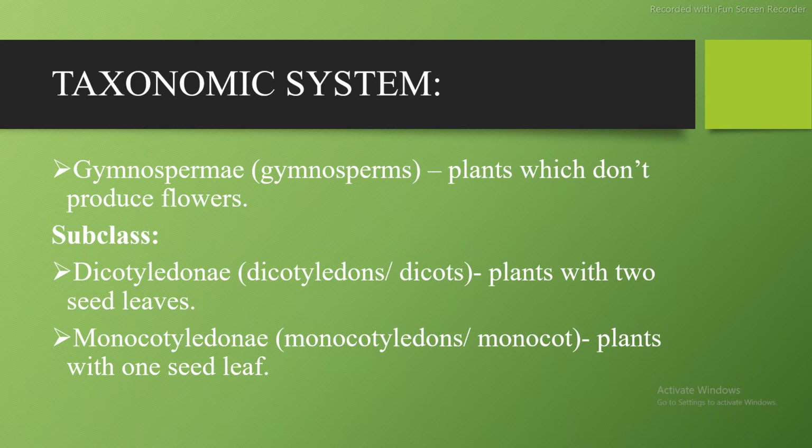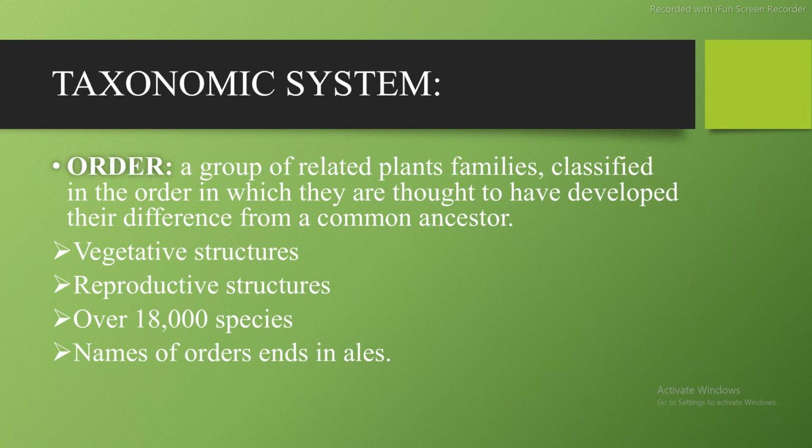The subclasses are as follows. Dicotyledonae, or dicotyledons and dicots, the plants with two seed leaves. Monocotyledonae, or monocotyledons or monocots, the plants with one seed leaf. Next is order. A group of related plant families classified in the order in which they are thought to have developed their differences from a common ancestor, due to vegetative structures and reproductive structures. There are about 18,000 species, and the names of the orders always end in ales.